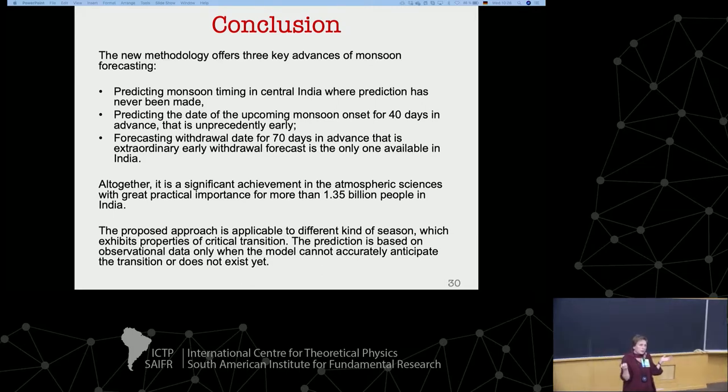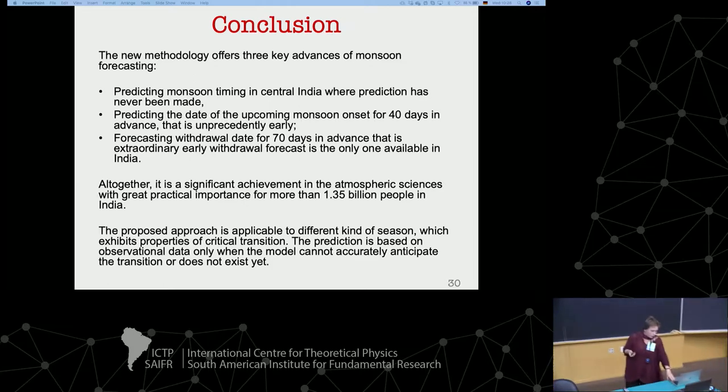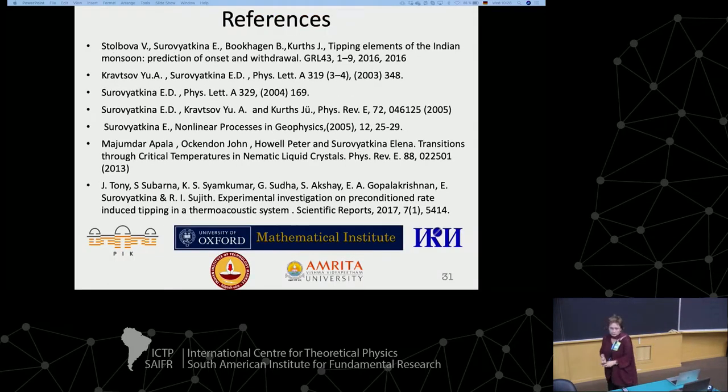So this prediction is possible, but it's not model prediction. It's not prediction by model. It's prediction by data. But this data prediction scheme is based completely on nonlinear dynamics. And this is why I found it very exciting to share it with you here. Thank you very much for your attention. And these are the references you can find here.